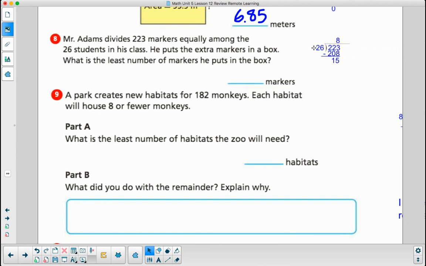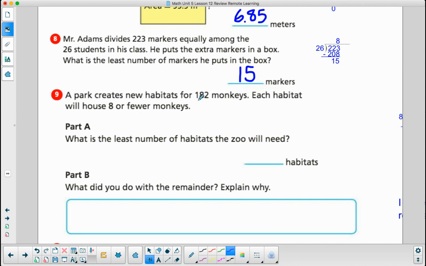So I did the division. 223 divided by 26, I said there was 8. 8 26s is 208. When I subtracted, I got 15. So the remainder is the answer I'm looking for. That's what they were looking for. Do I know that sometimes my answer is my remainder? So it would be 15. The word least here was kind of not a good word. We're looking for 15 markers that he would put in the box.